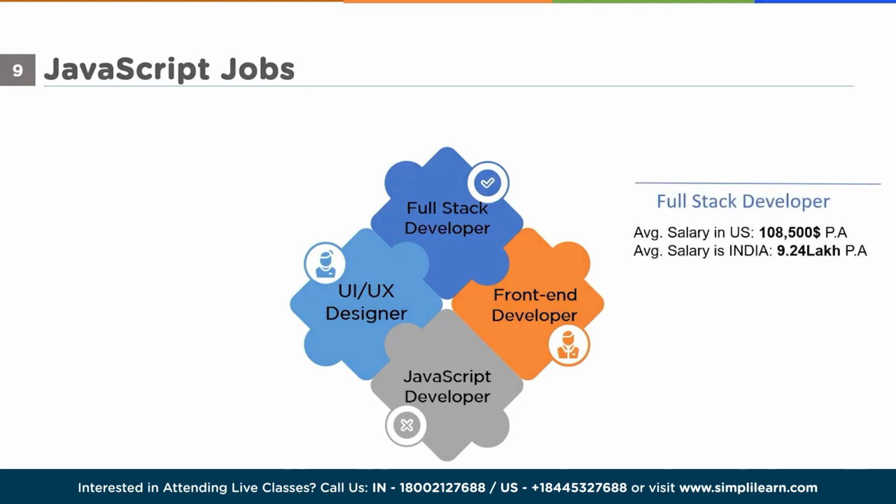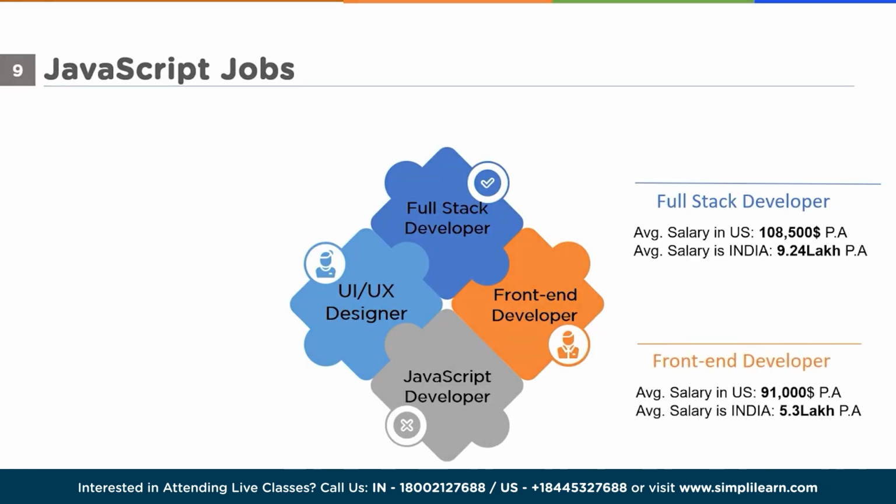So the first one is a full stack developer. A full stack developer is one of the highest paid jobs in the web development sector. A full stack developer is equally proficient in client side as well as server-side development. A full-stack developer earns around 9 lakh per annum, which is quite a decent amount of money for a person living in India. But if you are a full-stack developer in the US, you can earn up to $100,000 per annum, which is a huge amount.